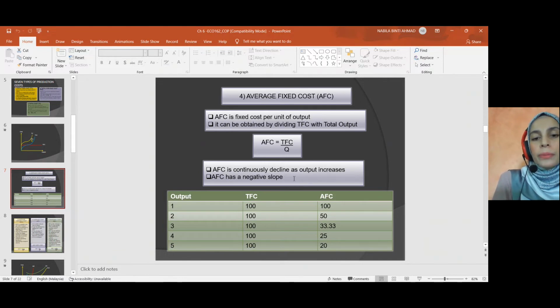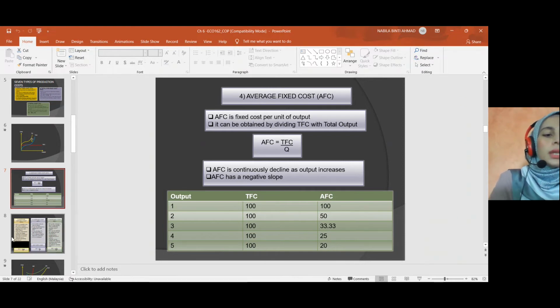Dia negatively sloped, right? Contohnya di sini kita ada output 1 until 5. Total fixed cost itu 100 tidak berubah. And then average fixed cost, ambil 100 bahagi 1, 100 bahagi 2, 100 bahagi 3, dapatlah average fixed cost. Nampak tak value di sini? Semakin banyak output, semakin kurang kita punya average fixed cost.